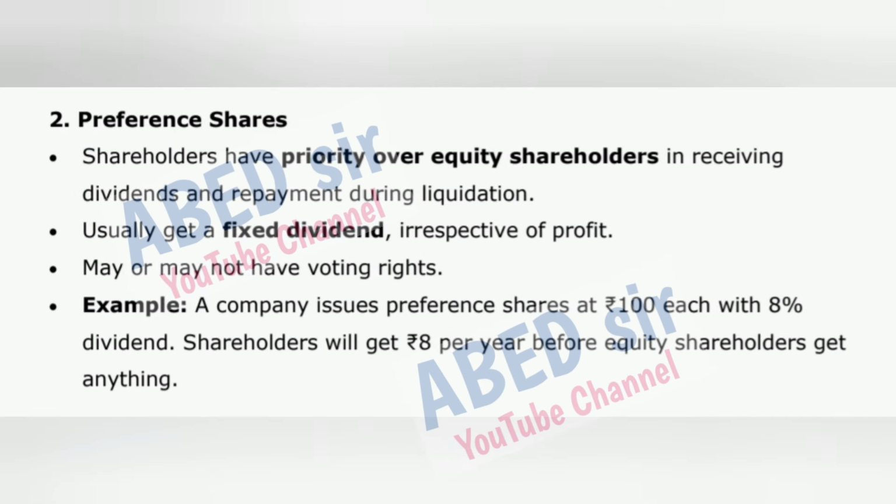2. Preference shares. Shareholders have priority over equity shareholders in receiving dividends and repayment during liquidation. They usually get a fixed dividend irrespective of profit. They may or may not have voting rights. Example: a company issues preference shares at 100 rupees each with 8% dividend. Shareholders will get 8 rupees per year before equity shareholders get anything.